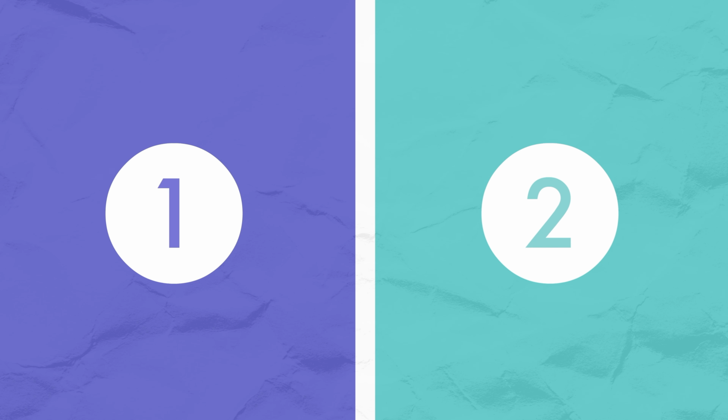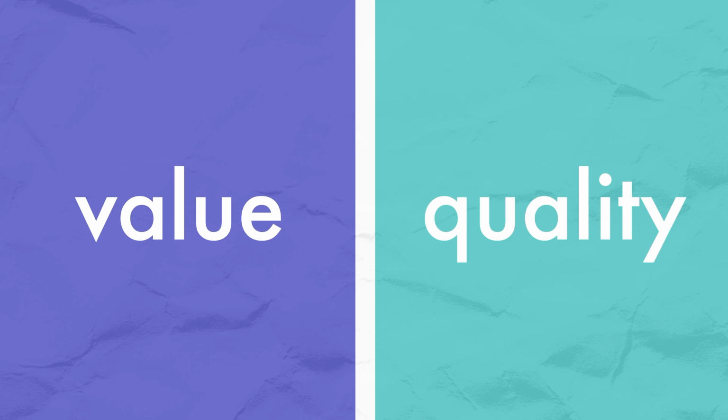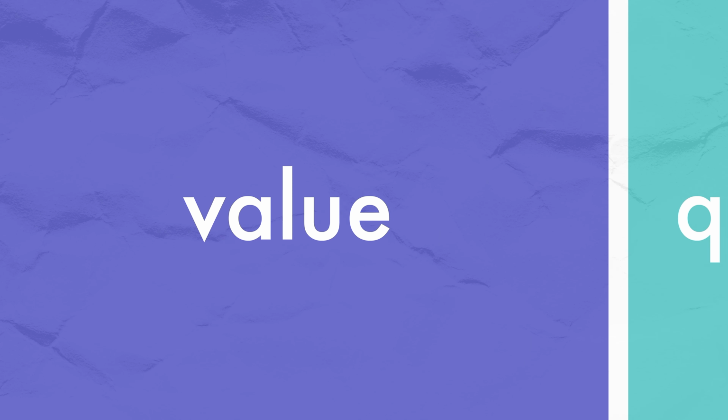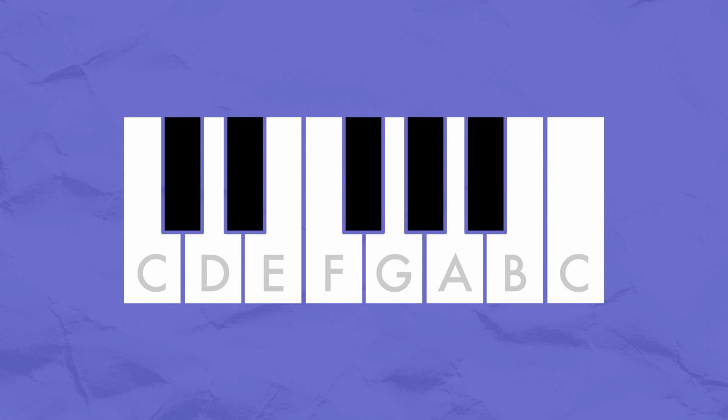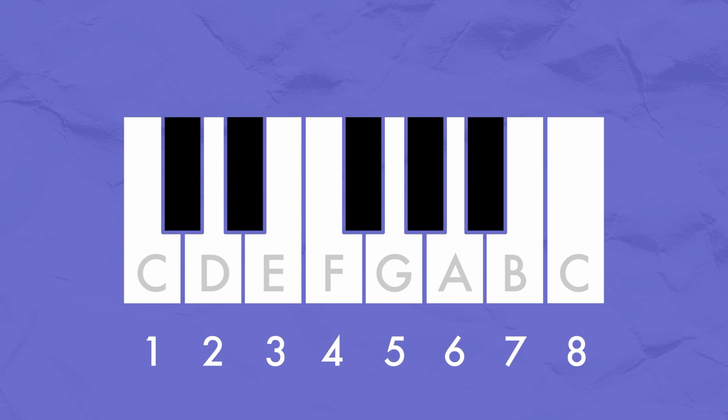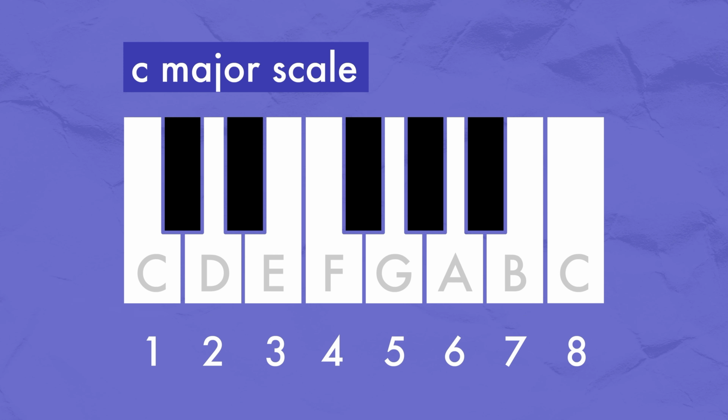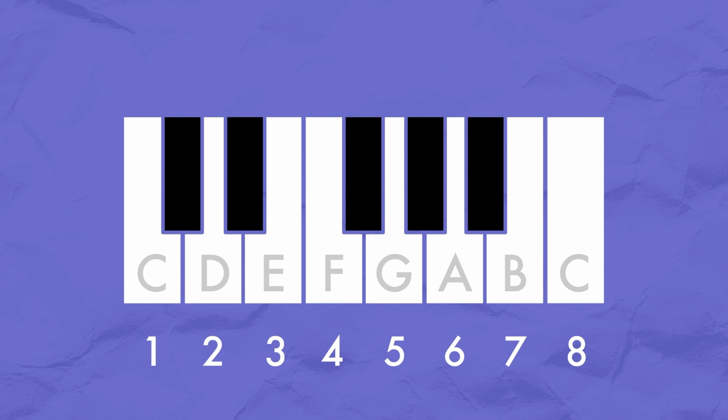Intervals have 2 characteristics: value and quality. Value is pretty straightforward. Let's number all the notes in an octave starting from C from 1 to 8. We call this series of notes a scale, by the way, in this case the C major scale, but that's a subject for another video. So now let's start measuring the distances between this C and another note.